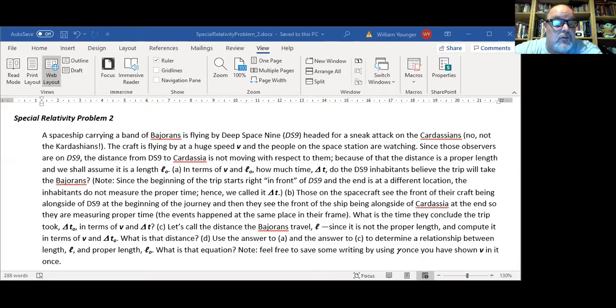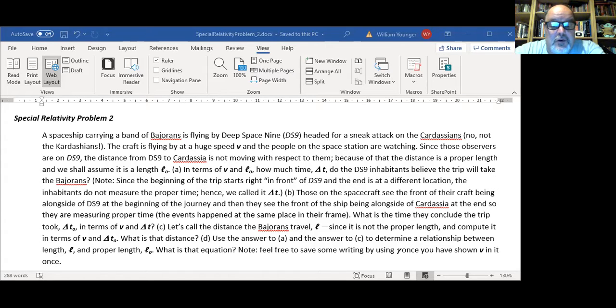So as you can see, it says a spaceship carrying a band of Bajorans is flying by Deep Space Nine, headed for a sneak attack on the Cardassians. No, not those Kardashians. The craft is flying by at a huge speed v, and the people on the space station are watching. Since those observers are on Deep Space Nine, the distance from Deep Space Nine to Cardassia is not moving with respect to them. Because of that, the distance is a proper length, and we shall assume it is a length L0.